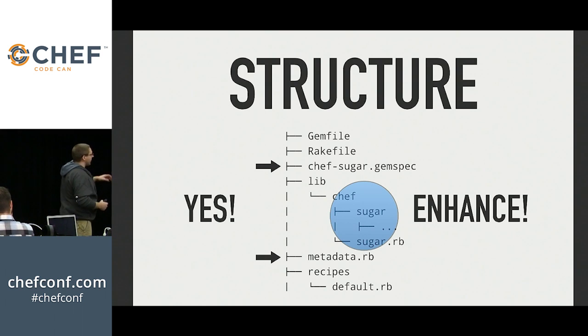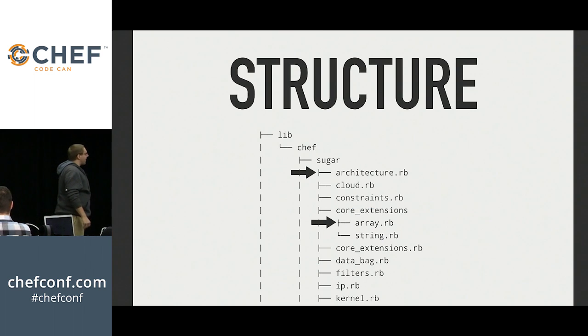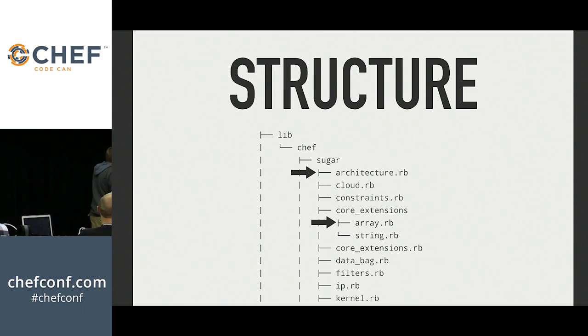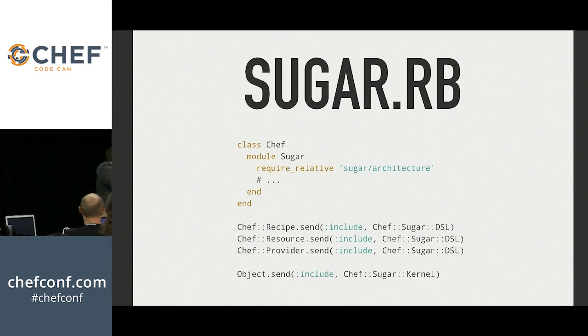So I'm going to use the zoom and enhance technology that they use on Law & Order Special Victims Unit all the time to zoom into this particular part. Under lib/chef/sugar, each one of these things is logically grouped into files. And we have architecture, which you can query for 64-bit or 32-bit architecture. There's array, core extensions. And what one of those files looks like, we'll see in a second, really depends on sugar.rb. So this is the main class that gets loaded.